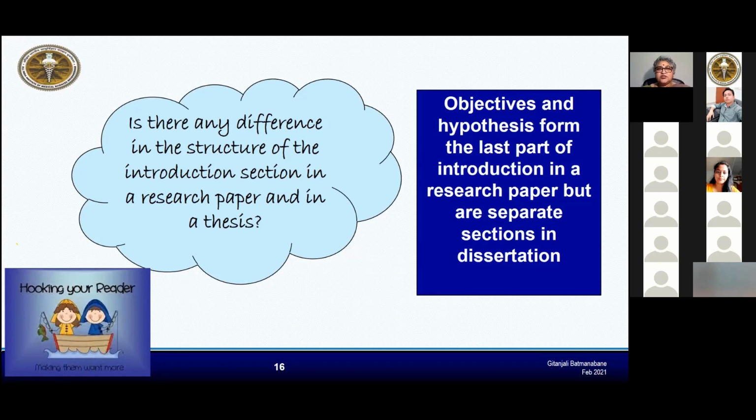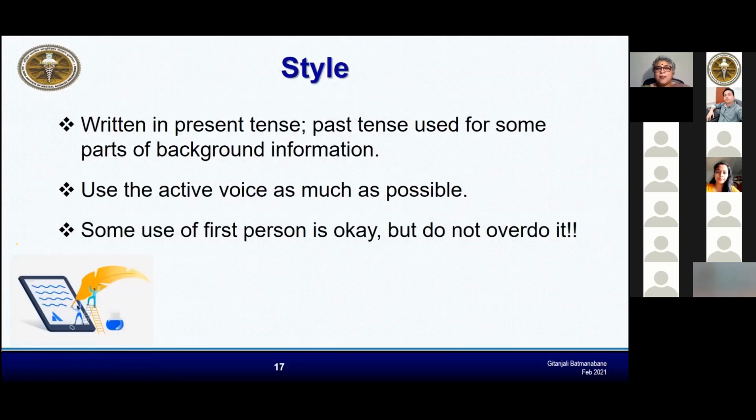Okay. So it's generally written in the present tense. You can use past tense for some, because for your background information, if there is a previous problem, you'll want to write it in past tense. Active voice as far as possible. You can still use first person, but don't overdo it.